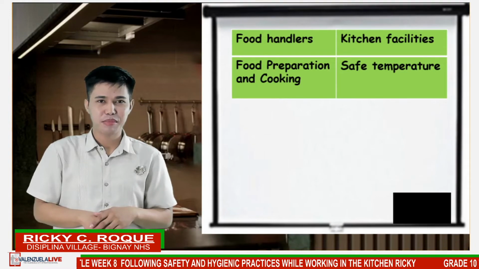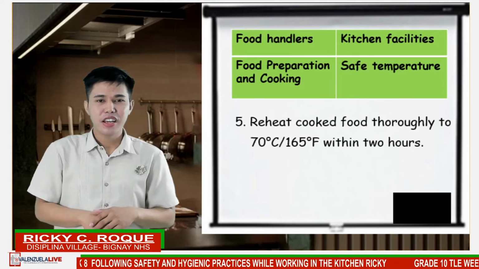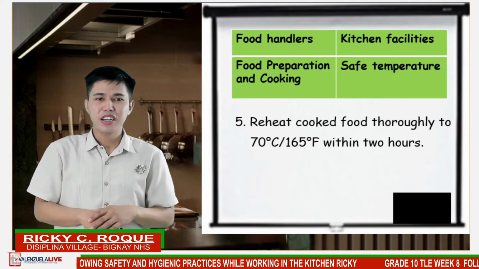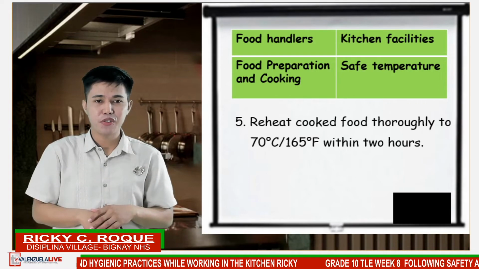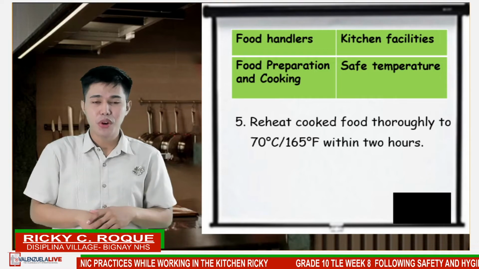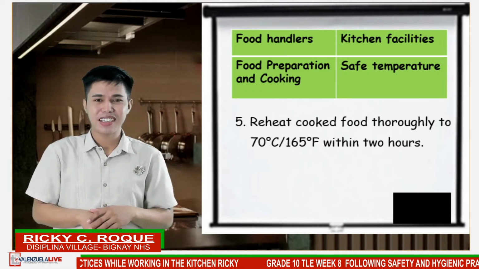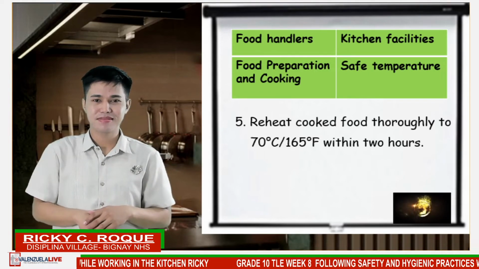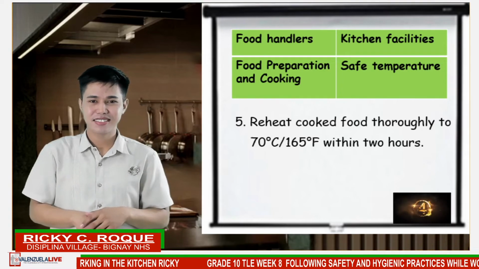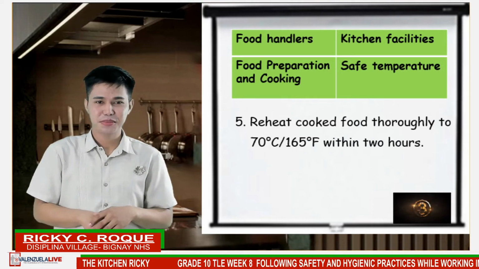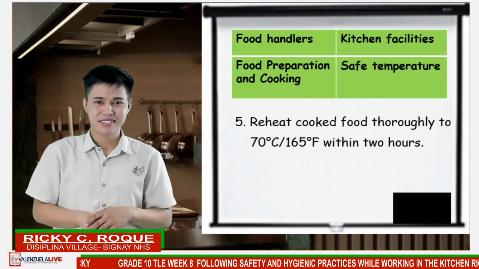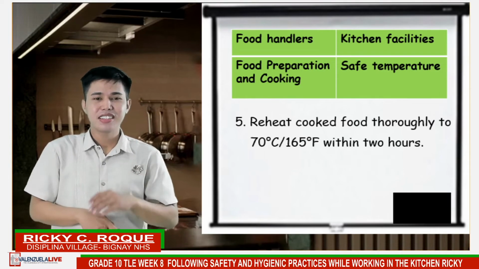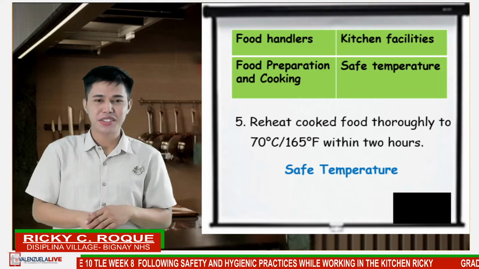Number 5. Reheat cooked food thoroughly to 70 degrees Celsius or 165 degrees Fahrenheit within 2 hours for 5 seconds. Correct! That is safe temperature.